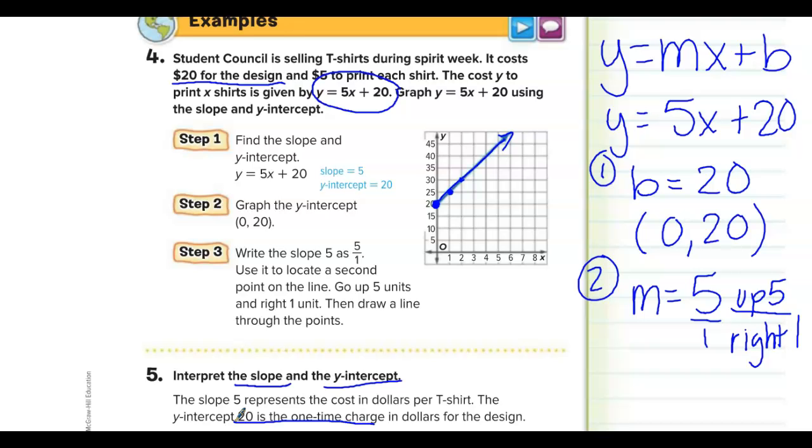And then the 5 is your slope, correct? So what does that mean? $5 per what? To print each shirt, yes. So right here it says $5 to print each t-shirt. If I buy 1 t-shirt, I would take 1 times 5 and then add 20. If it was 2 t-shirts, I take 2 times 5 and add 20. So that's why your slope is $5 per shirt. Then your design is just the initial fee. Questions on that?